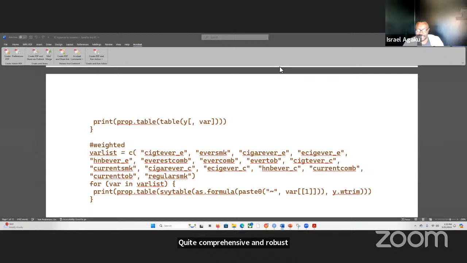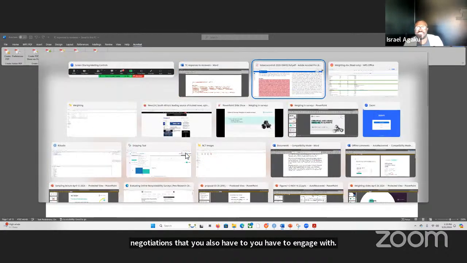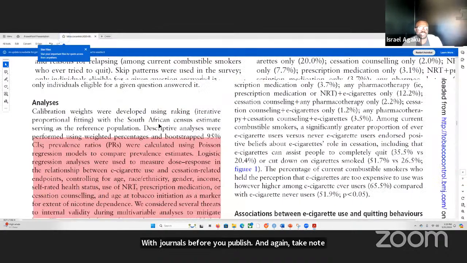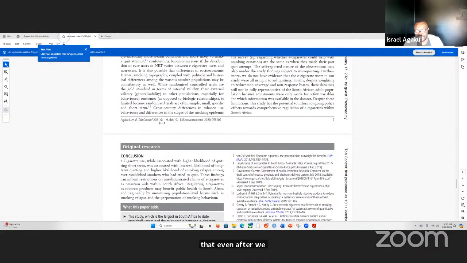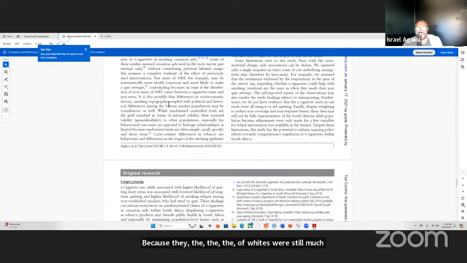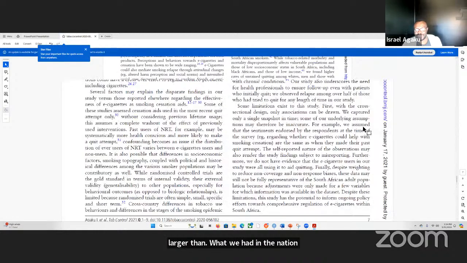Any questions on that comment and response? So I just want to give you context as to the kind of negotiations that you also have to engage in with journals before you publish. And again, take note that even after we weighted the data, it wasn't as if we solved the problem completely, because the distribution of whites was still much larger than what we had in the nation. And that's what we also included in our limitations here.